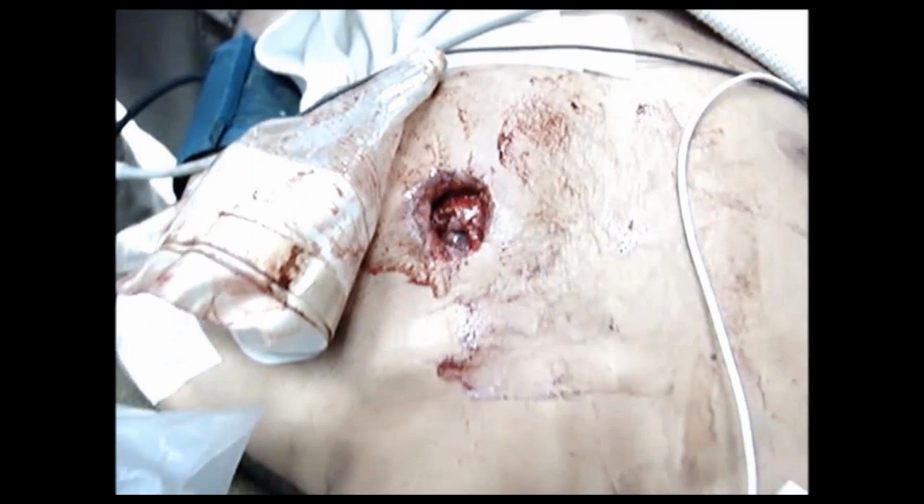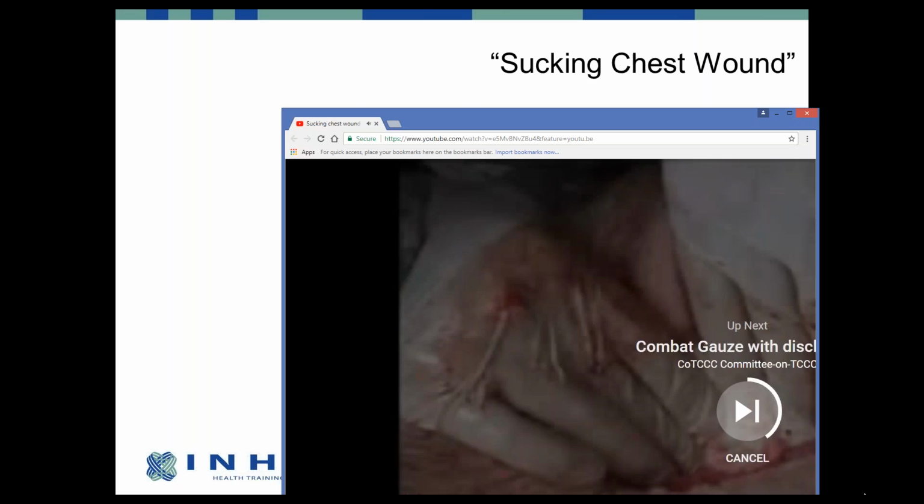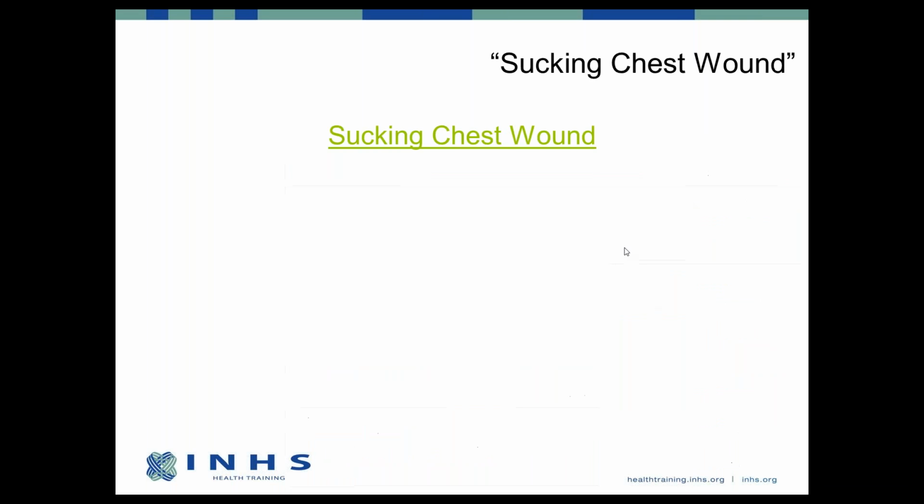It's a pretty large hole. Center mass. Okay?